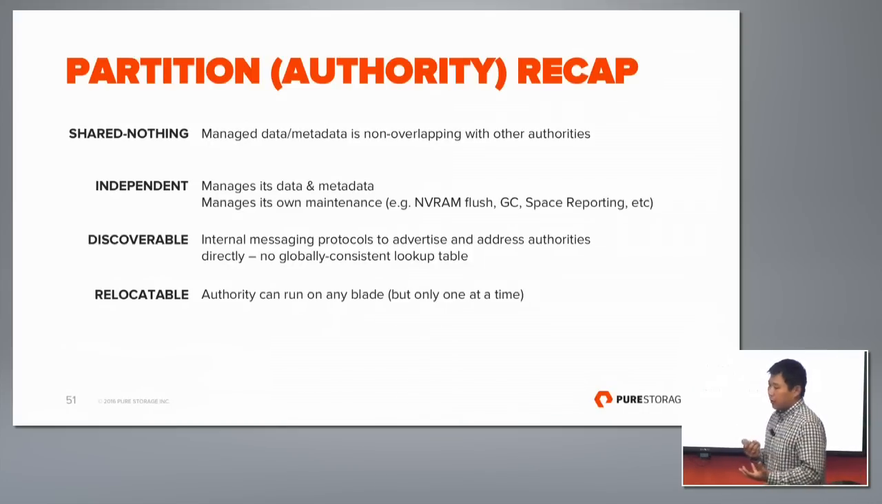Each authority is shared nothing in the sense that they manage an independent, non-overlapping portion of the namespace, a portion of the metadata. They're independent, so that creates parallelism. They run without a ton of coordination between them, and they're relocatable, right? We can pick them up and move them without doing a ton of synchronous data movement because there's no state associating that partition, or that, quote unquote, container, to the particular blade it happens to be running on.